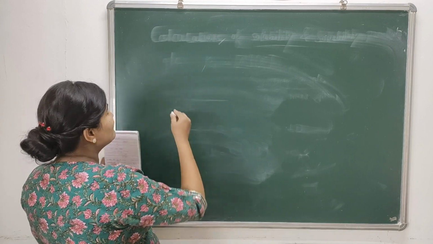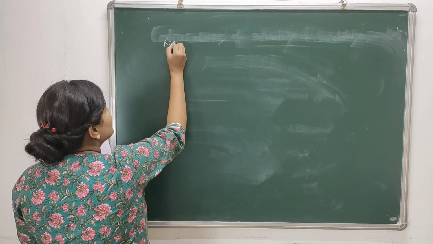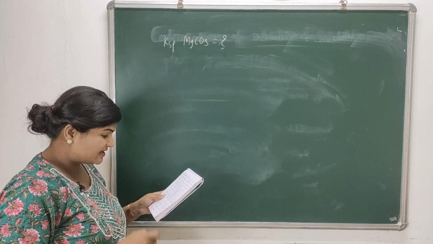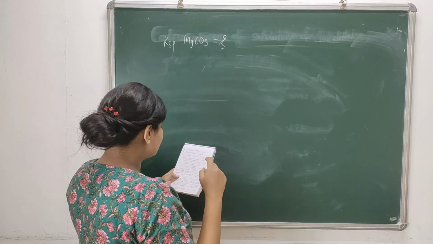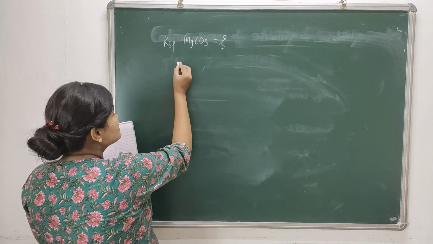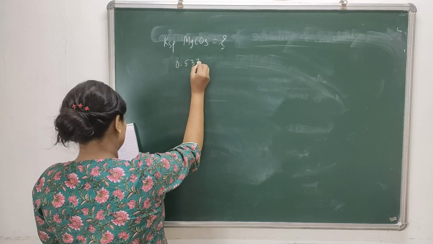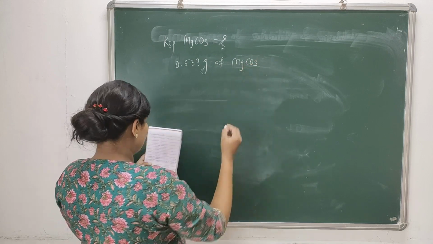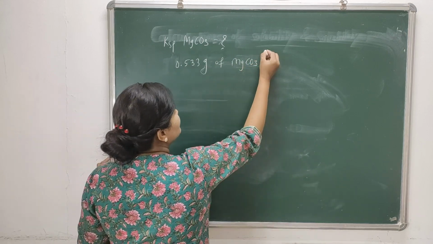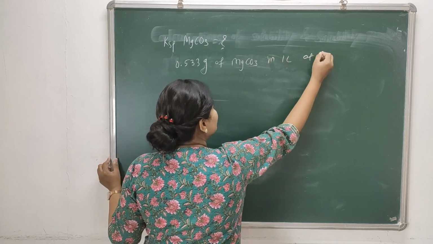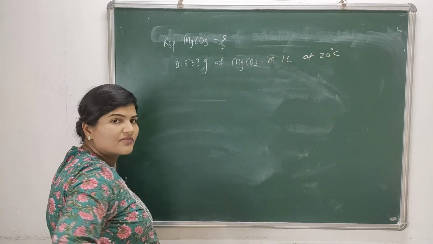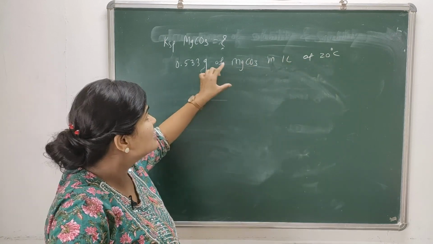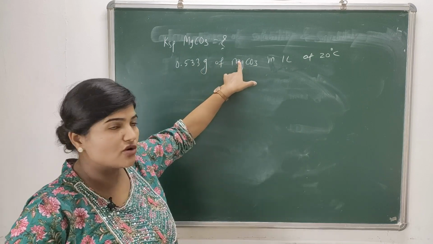Calculate the Ksp of magnesium carbonate. So what I have to calculate is the Ksp of magnesium carbonate. I have to find it, if 1 liter of its saturated solution contains 0.533 grams of magnesium carbonate at 20 degrees Celsius. So in 1 liter, at 20 degrees Celsius. This is my given information, that at 20 degrees Celsius, meaning at a particular temperature, my magnesium carbonate is dissolved.